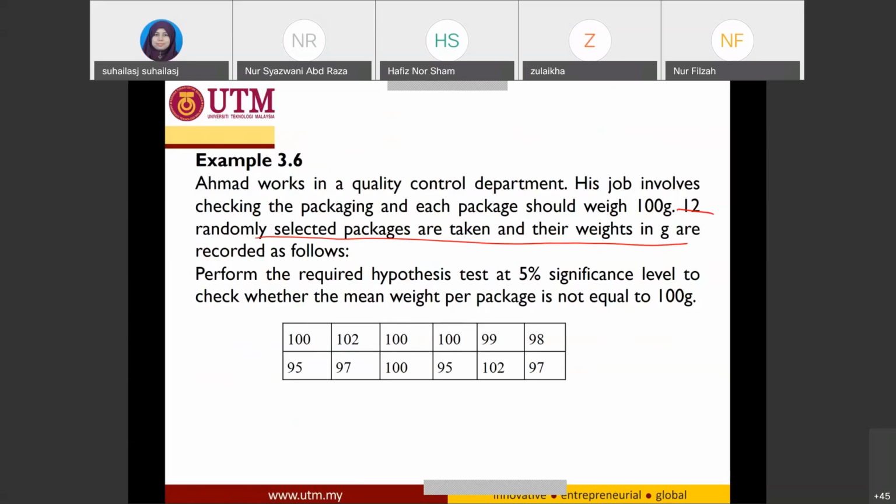So that means your alpha, to check whether the mean weight is not equal to 100 gram. Okay, this one is direct, because we don't have less than or at least or anything like that. So your null, again, must be mu equals 100. Your alternative, mu is not equal to 100. Your alpha is 0.05.